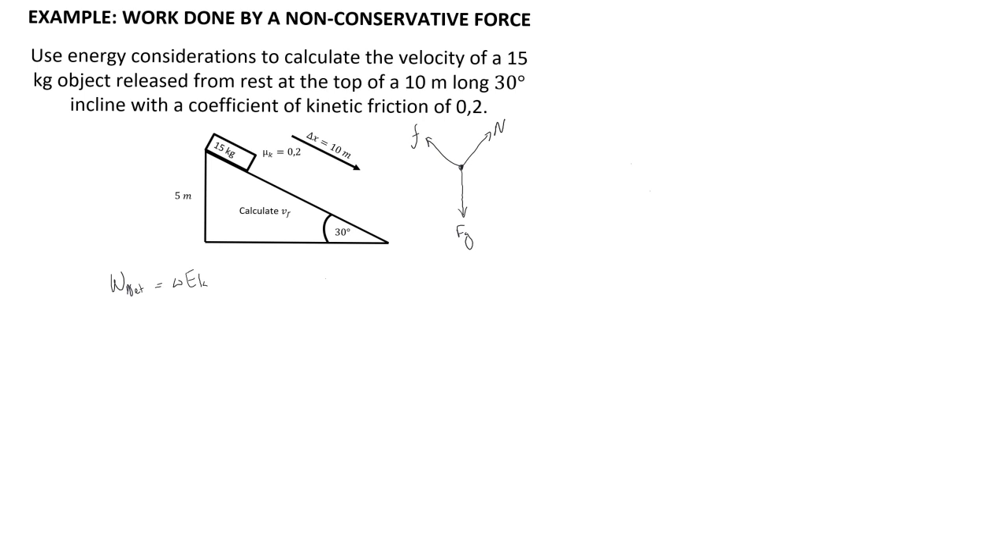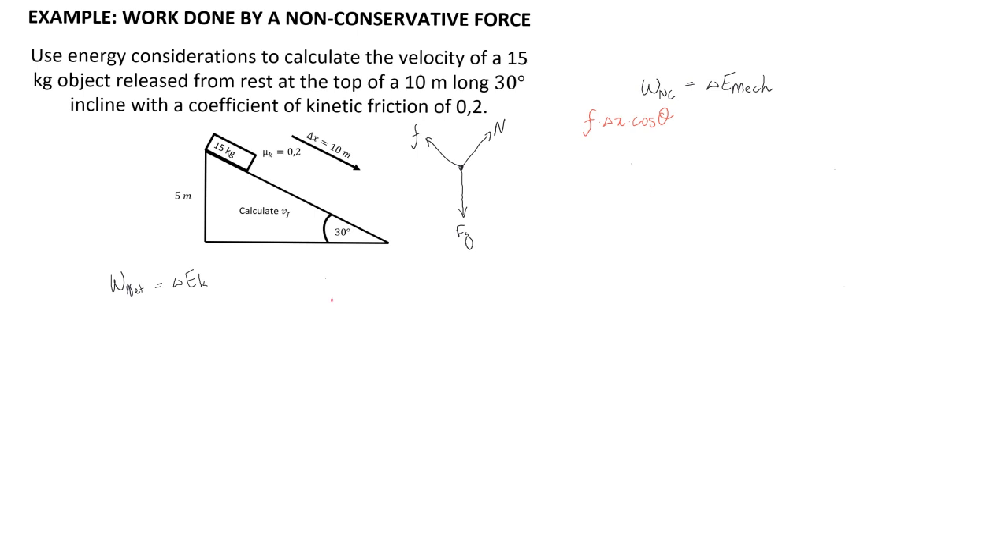And so what we can do here is realize that any change in the system's energy is going to be as a result of that non-conservative force. And so we use the formula: the work done by the non-conservative force is equal to the change in mechanical energy of that system. And since there is only one non-conservative force, that being friction, the work done by friction is equal to the change in the mechanical energy for the system.